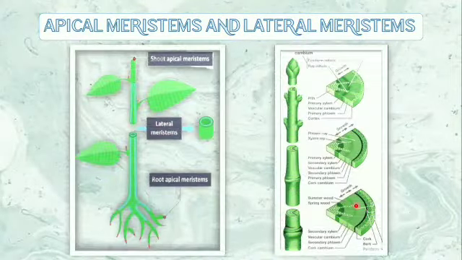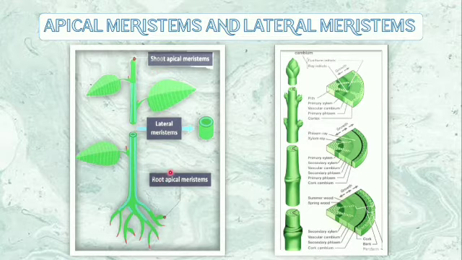Like what I've said before, apical tissues are located at the shoot and the root of a plant. For lateral meristems, they are present on the lateral side of the stem and root of a plant. As you can see here, these are vascular cambium and cork cambium.